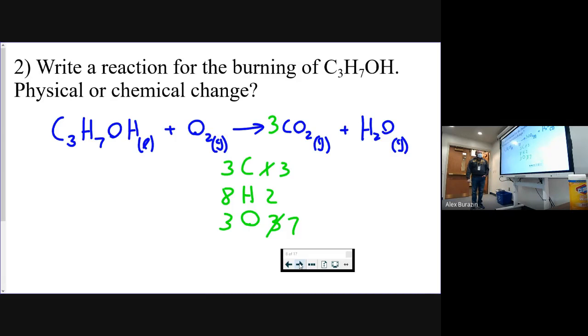Okay. I'm going to go to hydrogen next, I think, because oxygen is literally in every single compound. That's annoying. Let's deal with that last. I have 8 hydrogens. I have 2. Let's fix that. And now I have 6 oxygens plus another 4. It gives me 10.